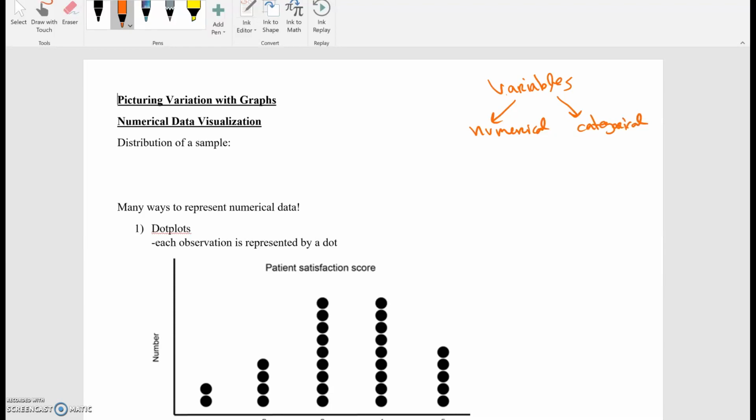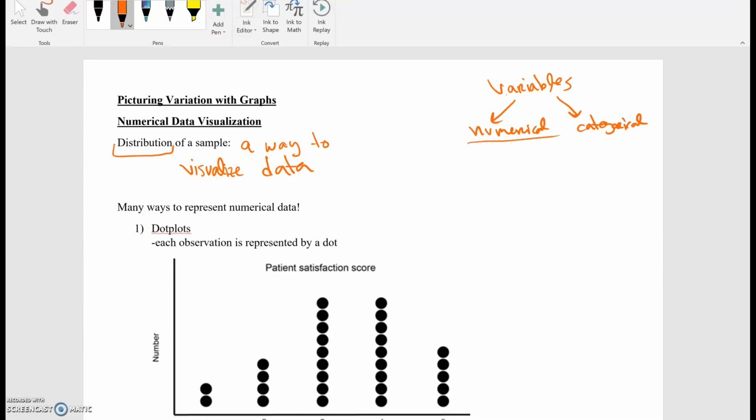Okay, so the first thing to know is what exactly a distribution is, because this is a word that I'm going to use a lot. A distribution is basically a way to visualize data, a graphical way to visualize this type of data set. Okay, so first we're going to start off with a numerical variable.